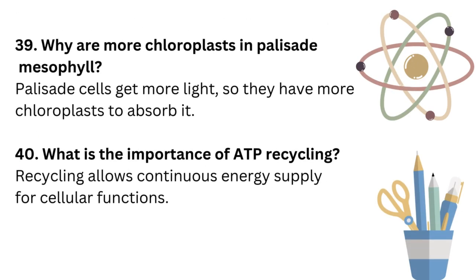Why are there more chloroplasts in palisade mesophyll? Palisade cells get more light, so they have more chloroplasts to absorb it. What is the importance of ATP recycling? Recycling allows continuous energy supply for cellular functions.